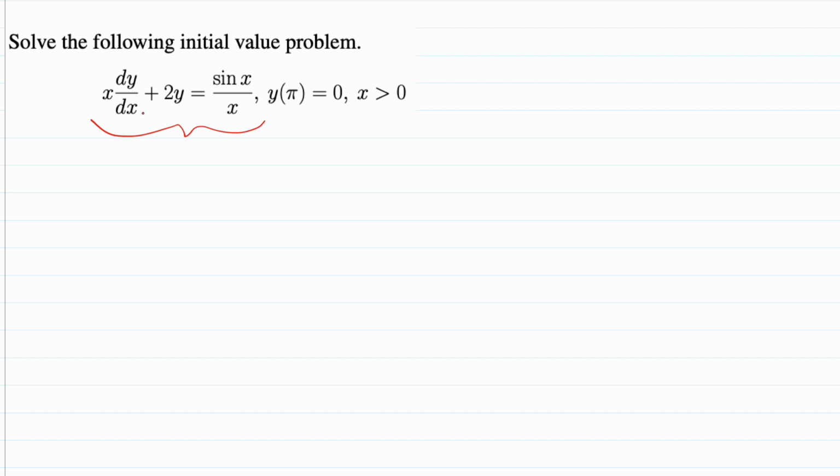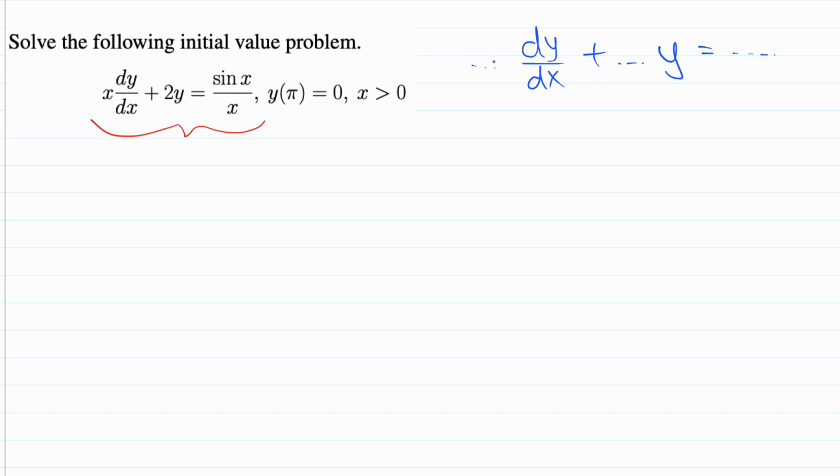Not separable. Is it linear? Let's check the following form. When we have some function of x times the dependent variable y plus dy over dx, equals a function of the independent variable, which is x. We can have constants as well. If we have this situation, then this is linear.